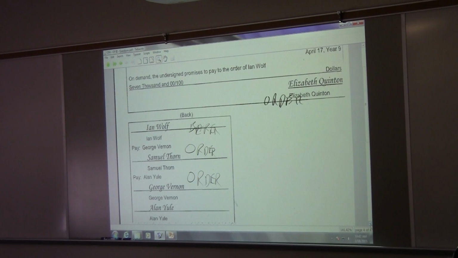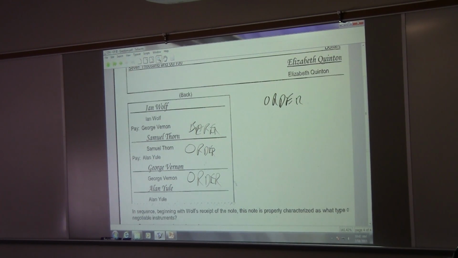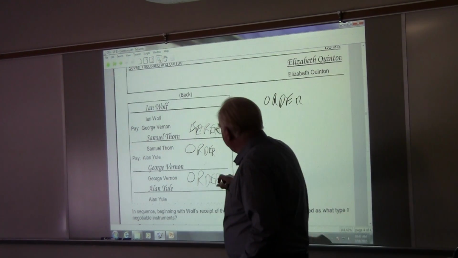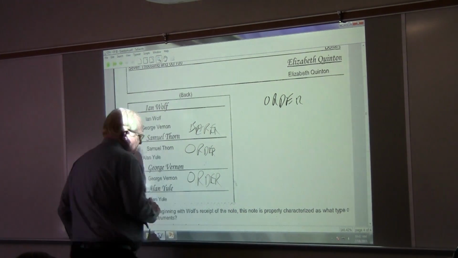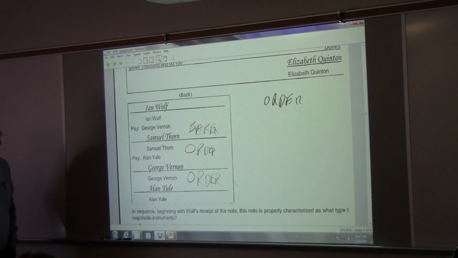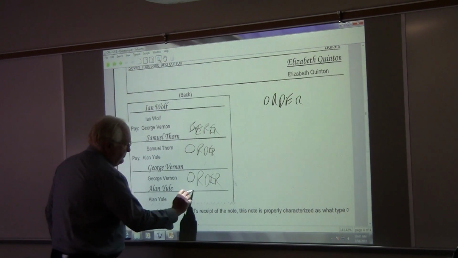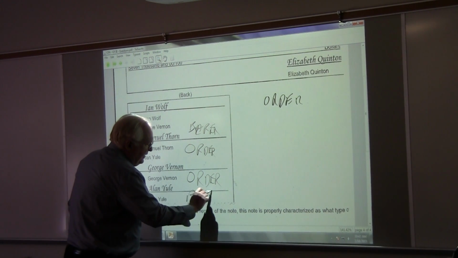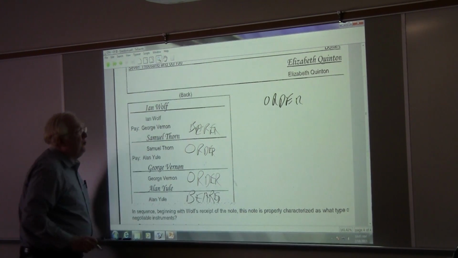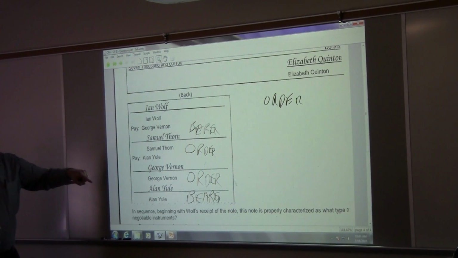What's the difference in this endorsement and this one? Because there's no additional language. So there's no special endorsement, it's a blank endorsement, so it's bearer. So now that I know it's order, bearer, order, bearer.